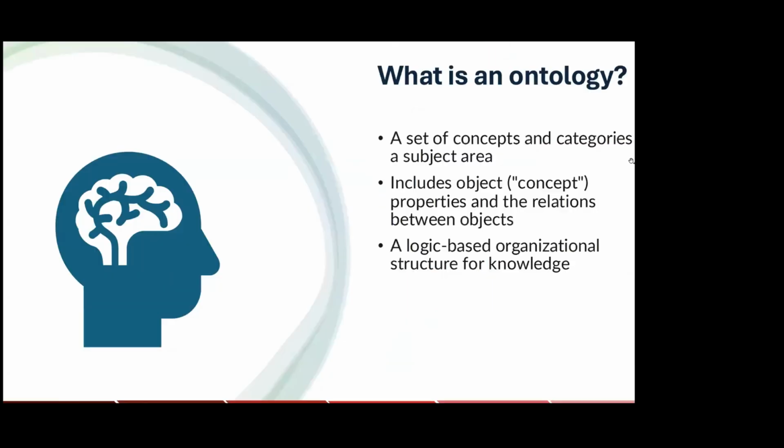Okay, so the first part. What is an ontology? An ontology is just a set of concepts and categories within a subject area. It includes the description of those concepts as well as relationships between those objects or concepts. So it's essentially a logic-based way to organize knowledge. This is a bit different from the other SIB courses describing controlled vocabularies and trees and other types of knowledge organization, but the ontology is really a logic-based structure of knowledge.